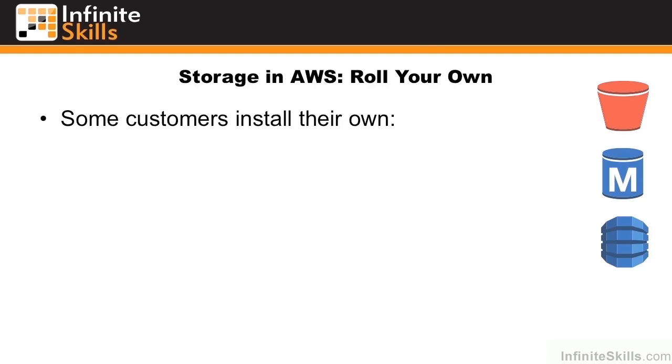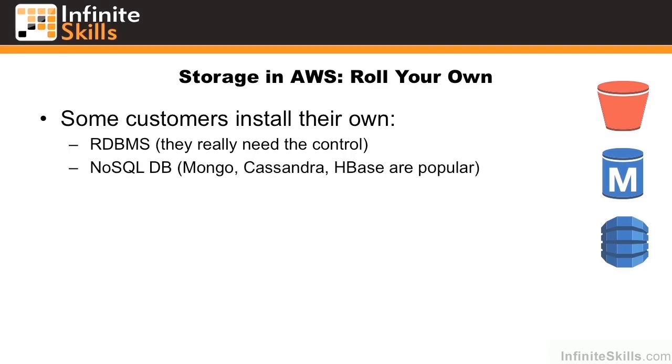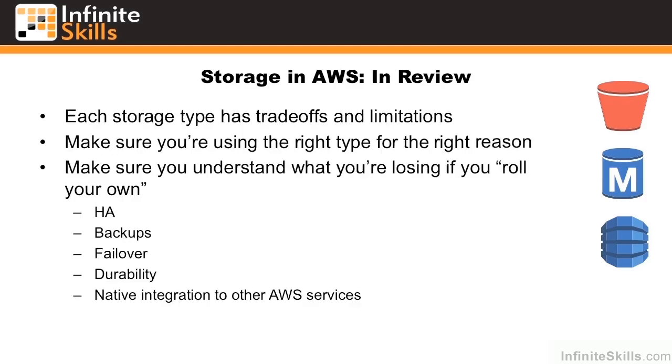Some customers decide to install their own RDBMSs because they either really need the control or they need to grow beyond that 3 terabyte limit. Some folks also decide to install their own NoSQL database, such as MongoDB, Cassandra, and HBase. If you need a large distributed file system, you can also accomplish this by tying together many EC2 and EBS volumes via something such as GlusterFS.